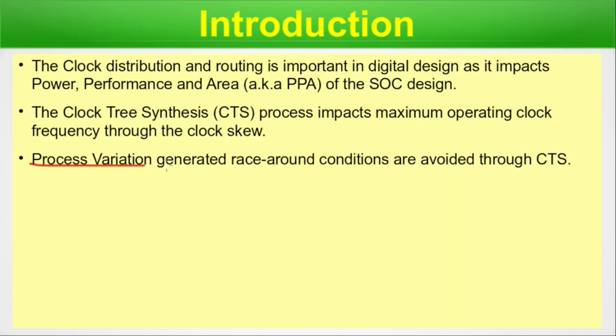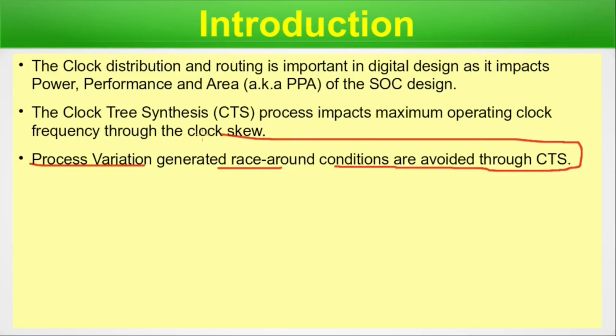Process variation generated race around conditions are avoided through CTS. This is a very important point. When we have a process variation, we have an entire episode on process corners. There we have talked about the process variation. The link is provided in the description. Please go ahead and watch in case you do not know about the process variation. The process variation generated race around conditions are avoided through CTS. We'll go into detail in later slides.